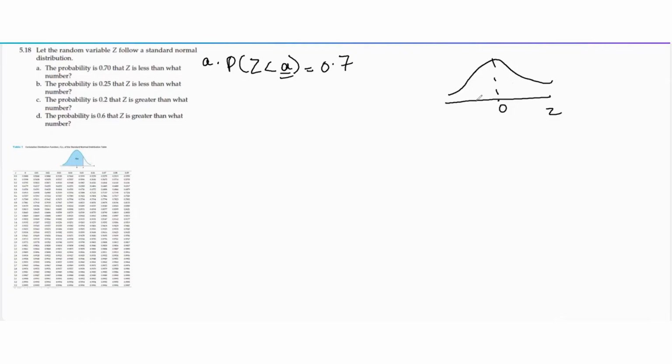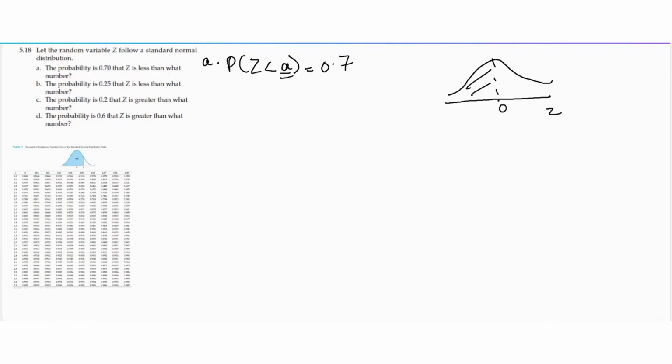So A cannot lie over here, because if A lies over here, then the probability that Z is less than A would be a number smaller than 0.5, because this entire area is 0.5, right? So we can't have A over here. A can't be a negative number, because the probability that Z is less than A would be a number less than 0.5, so that's not possible. So this means that A has to be a positive number, right?